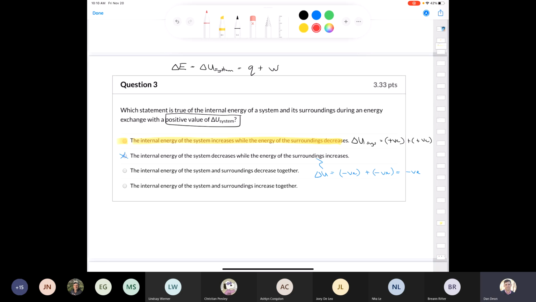And then I quickly want to address the last two answers, which are the internal energy of the system and the surroundings decrease together, and the internal energy of the system and surroundings increase together. Both of those are impossible. If the internal energy of the system is increasing, the internal energy of the surroundings has to decrease, and vice versa. And so the correct answer is the first one. The internal energy of the system increases while the energy of the surroundings decreases. Again, when we add a positive number to a positive number, the delta U of the system is always going to give us a positive number. And that's what we're looking for.